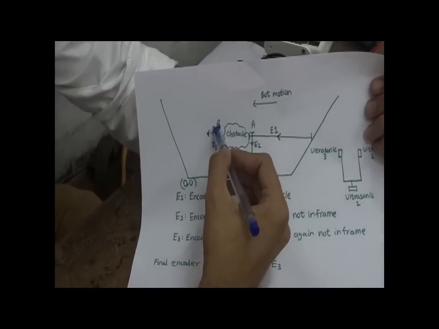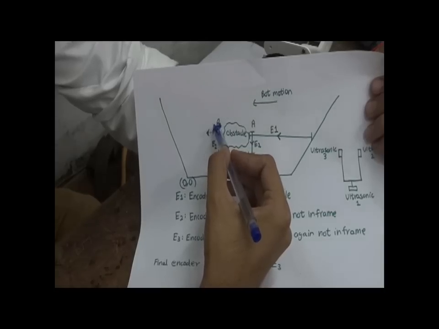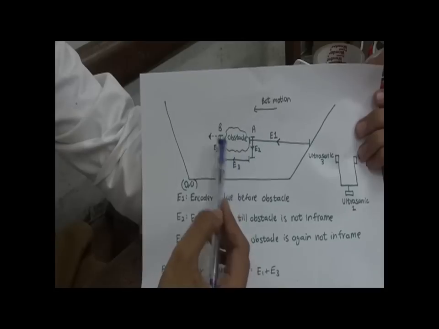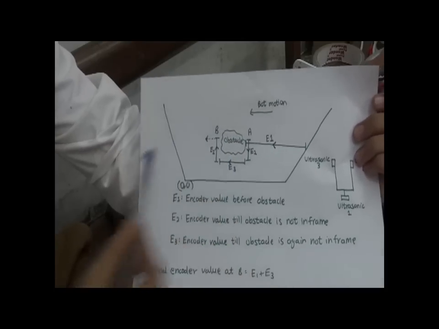It will go straight till E2 is reached on the encoder counter. And so when it reaches this point B, it will take a left 90 degrees turn at E1 and E3 and continue within the path.